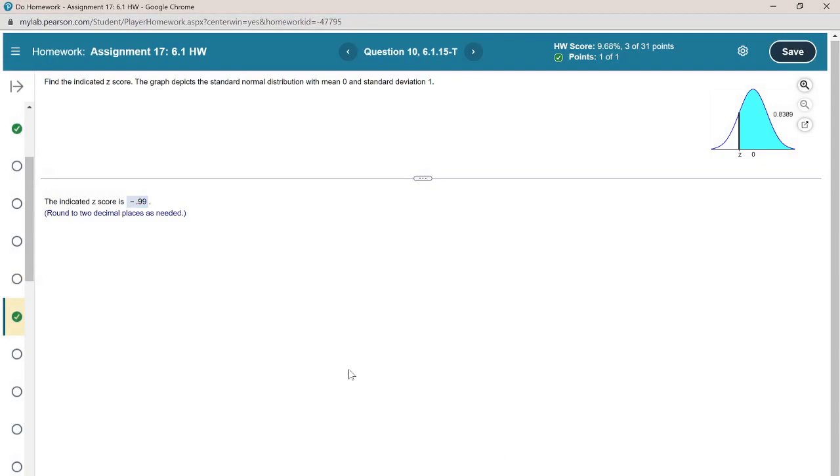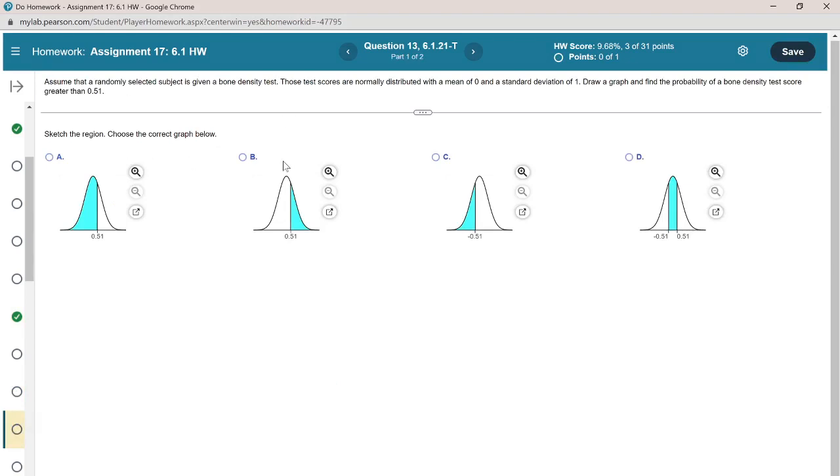Okay, so let's go to the next problem. Let's say the next problem is this one. Assume that a randomly selected subject is given a bone density test. I think this test measures how strong the bone is. We don't have to worry about that test particularly. We just know that it's a randomly selected subject which is given some kind of test.